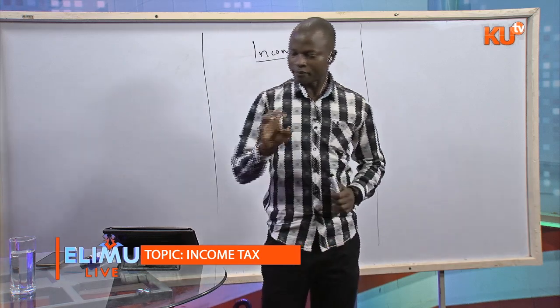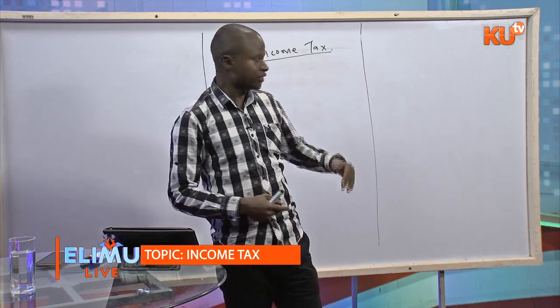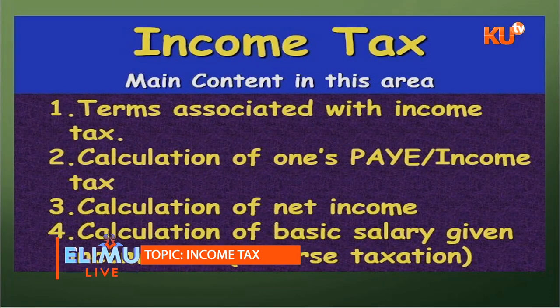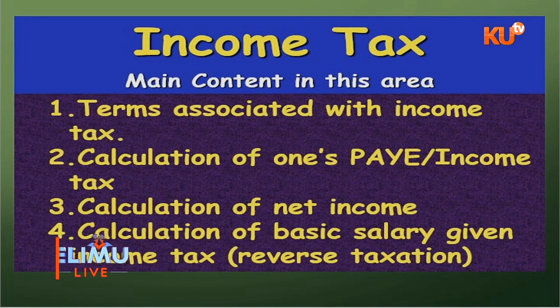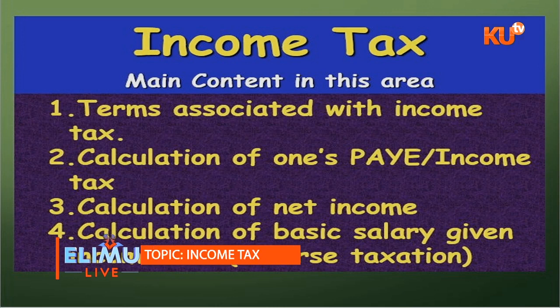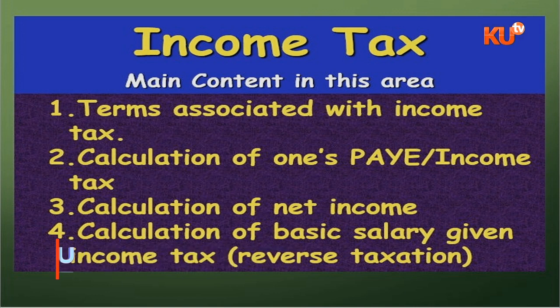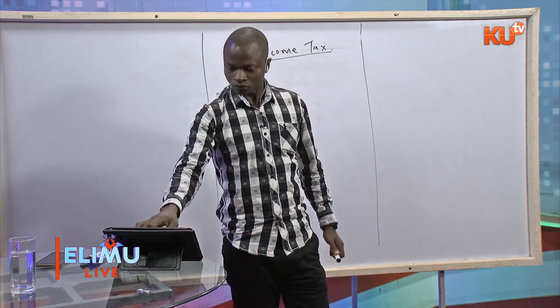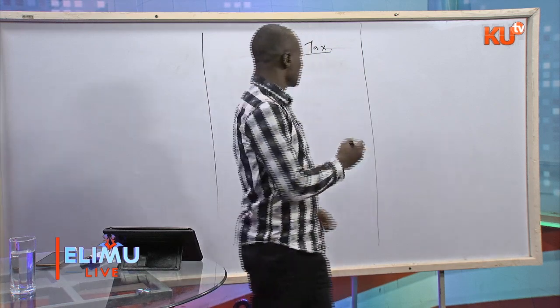So we need to look at the main terms associated with income tax. So by the end of this lesson, you should be able to explain to us the terms associated with income tax. You should also be able to calculate someone's income tax, what we also call payee or pay as you earn. You should also be able to calculate the net income that someone earns after all deductions are done. Then you should be able to calculate the basic salary if we give you someone's income tax.